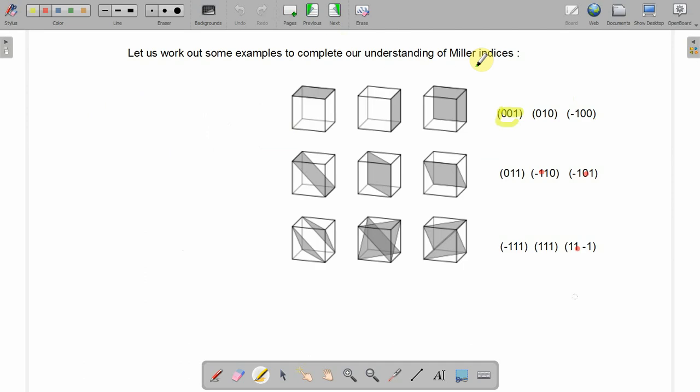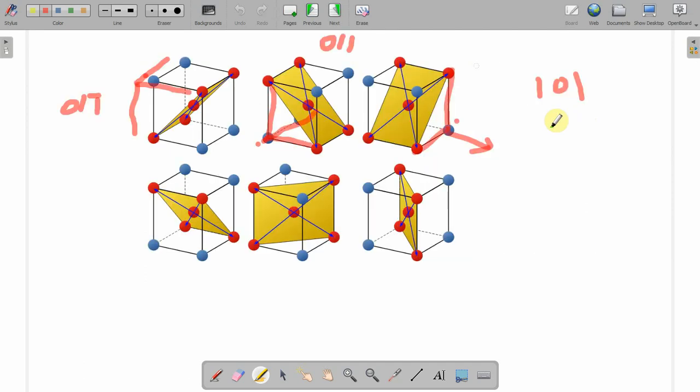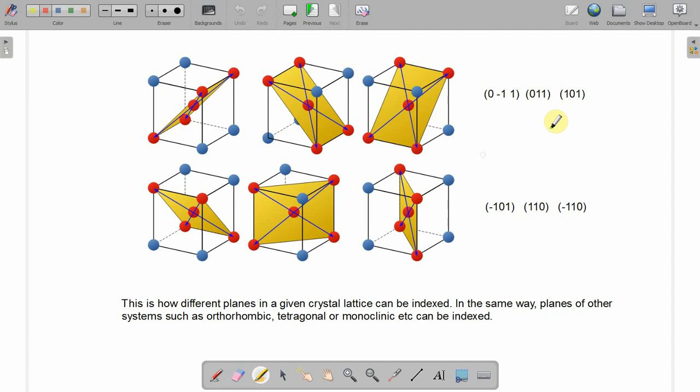In the same way, if you do the next 3 planes, please work it out. I am not going to completely explain this now. It is 1 bar 0 1 for this plane, it is 1 1 0 for this plane, and it is 1 bar 1 0 for the last plane.